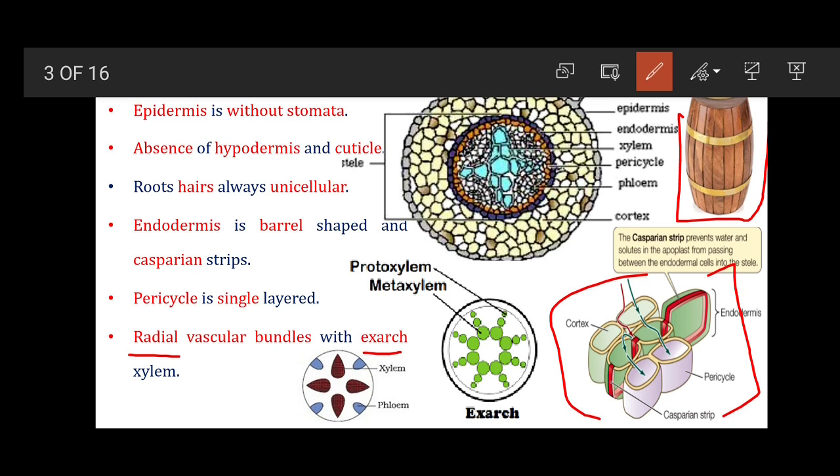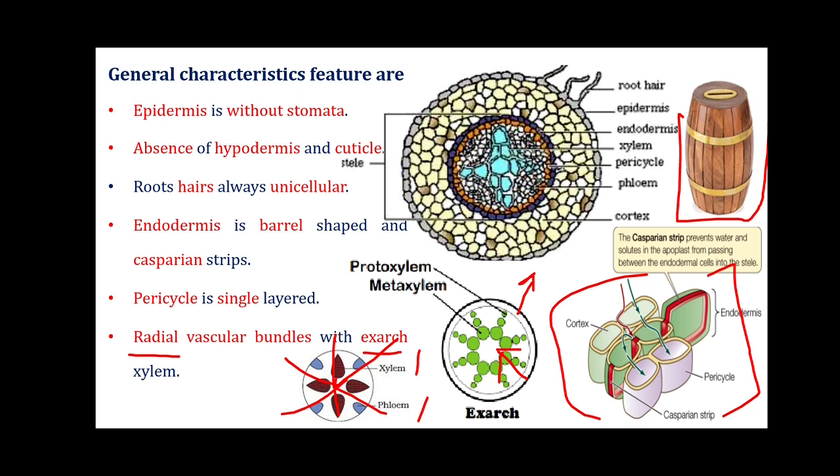Radial means the components, that is xylem and phloem, are present on different radii. And exarch means the component of xylem, that is the protoxylem element, faces toward the outside, and the metaxylem element faces toward the inside. So this is how the general characteristic features of root are.